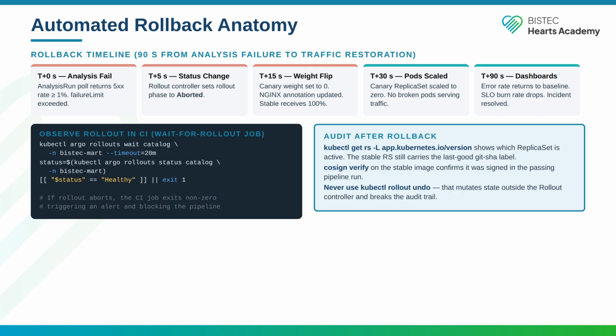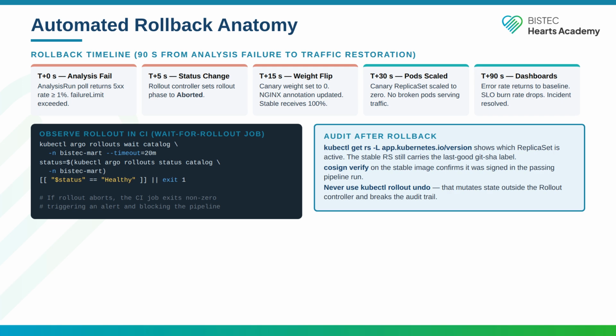Within 1 second, Argo Rollouts detects the failed analysis run and sets the rollout phase to aborted. It patches the Nginx ingress weight annotation to 0% Canary. Nginx picks up the annotation change within its next reload cycle and updates the upstream weights. 100% of traffic is now on the stable service. The Canary pods are still running but receive no requests.